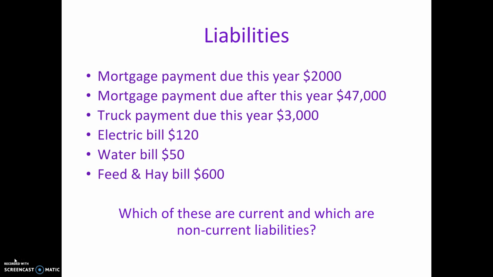So looking at this list of liabilities, take a second and try to determine what's current and what's non-current. Okay, so we've got a mortgage payment that's due this year of $2,000. We have a mortgage payment that's due after this year of $47,000. I want that mortgage. It's a low mortgage. You've got a truck payment due this year that's $3,000. You have an electric bill of $120, a water bill of $50, and a feed and hay bill of $600. So take a second, figure out which of those are current and which are non-current.